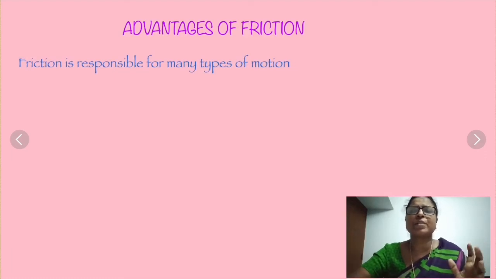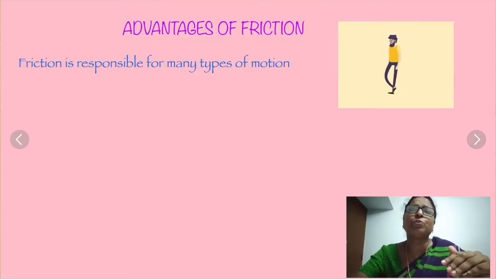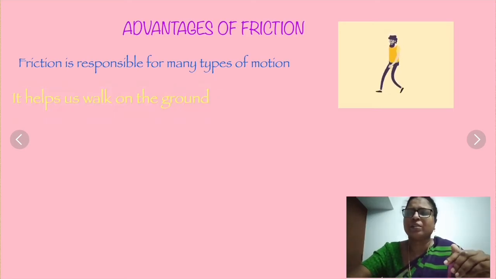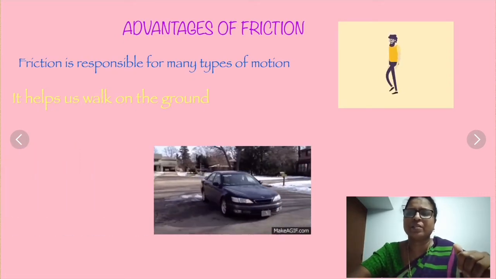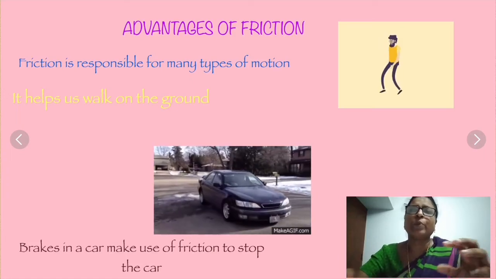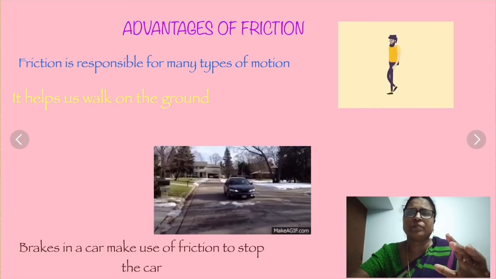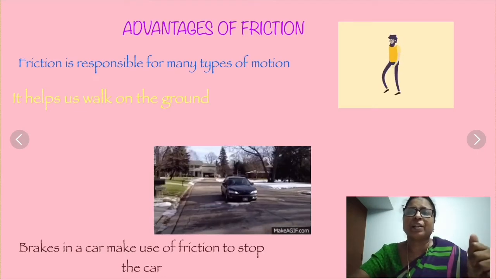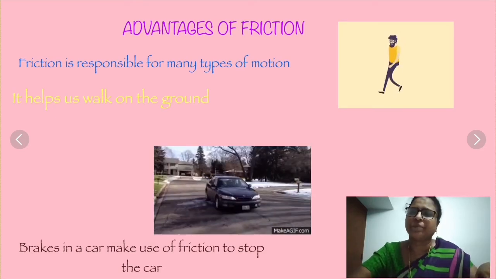Friction is responsible for many types of motion. Here you can see that the person is walking on the ground. The friction helps the person to walk on the ground. Then the car stops, isn't it? How is the car stopping? Brakes in the car make use of the friction to stop the car.